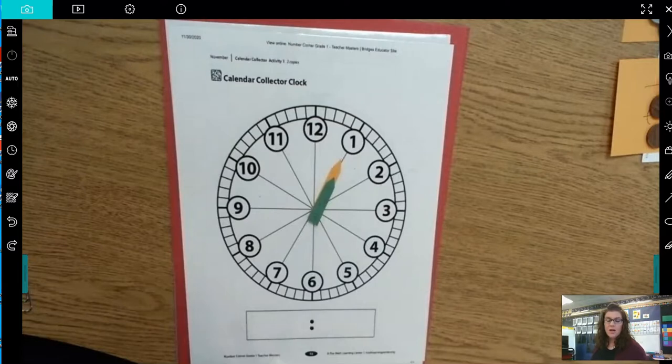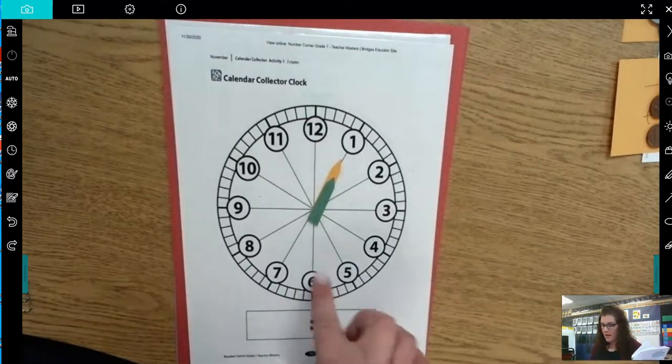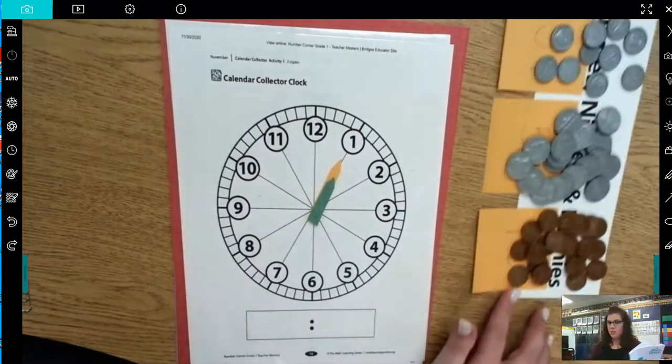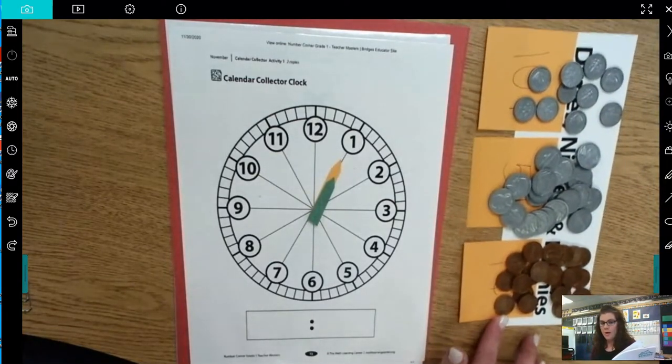All right, today we are going to refresh our memories on how to tell time on a clock, and we are going to continue working on counting all of our coins.